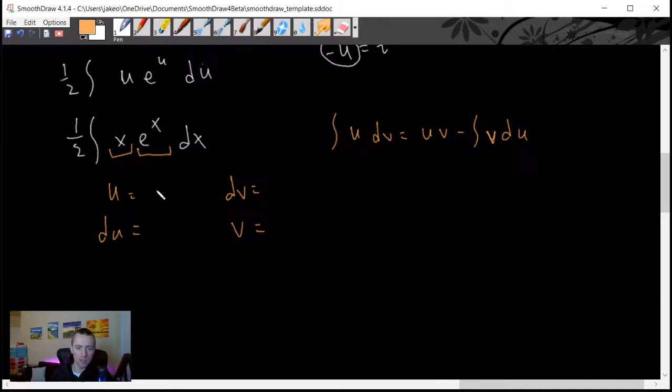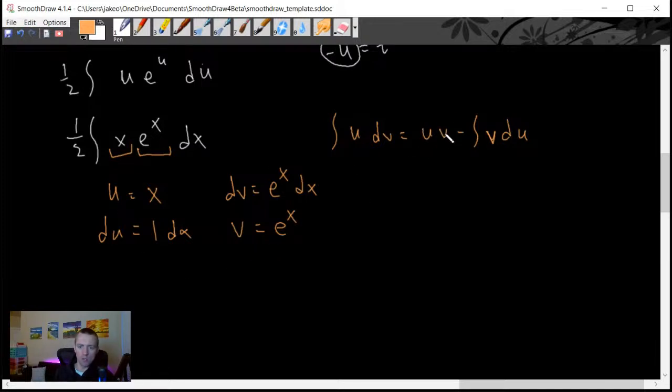However, x is usually going to be better to take the derivative of than the antiderivative, because if we say u equals x, our du is just going to be 1 dx, which is a pretty great thing to introduce in there. So we'll make our e to the x dx be our dv. The integral of e to the x is just e to the x. So now that we've figured out these four pieces, we can apply the formula here.